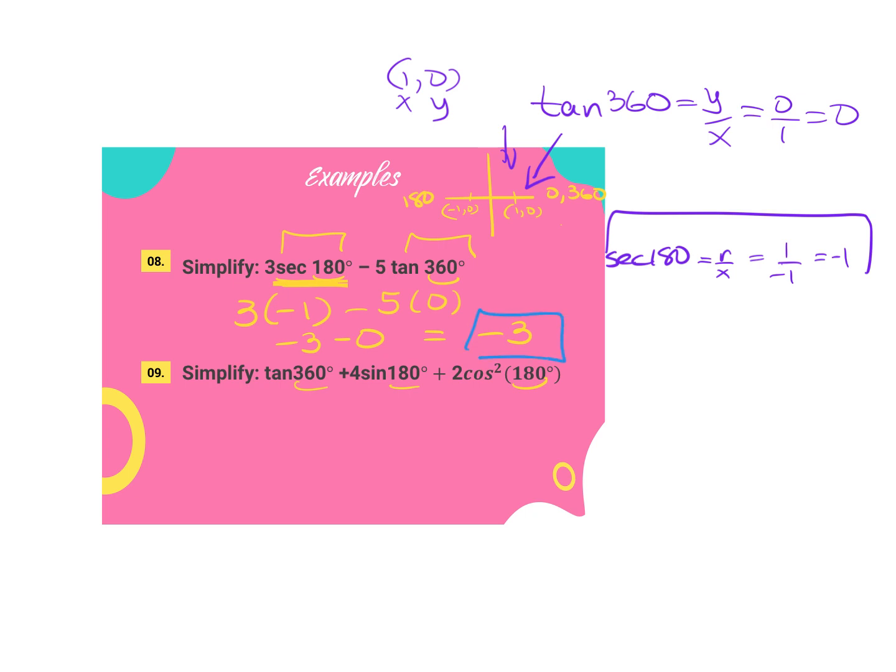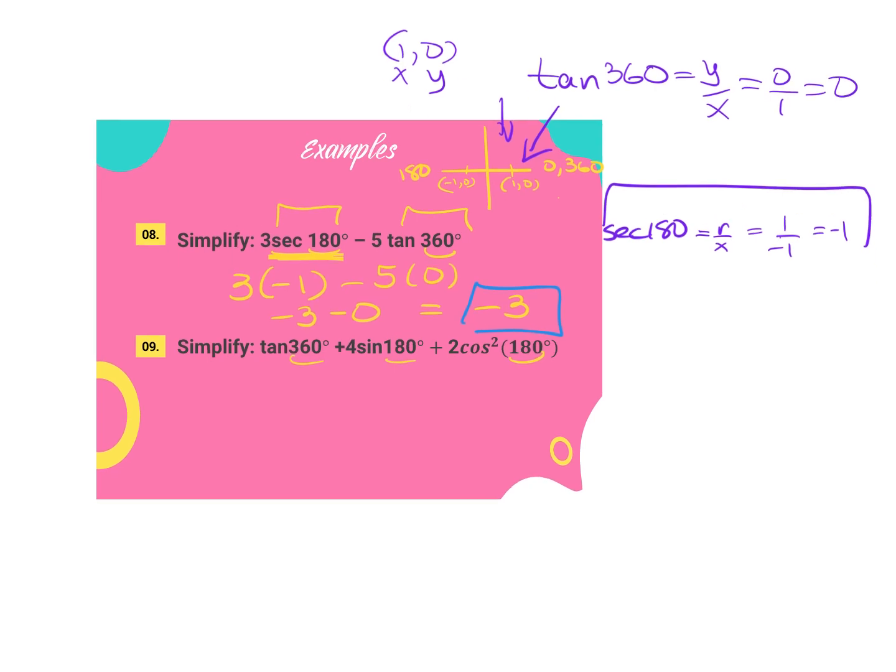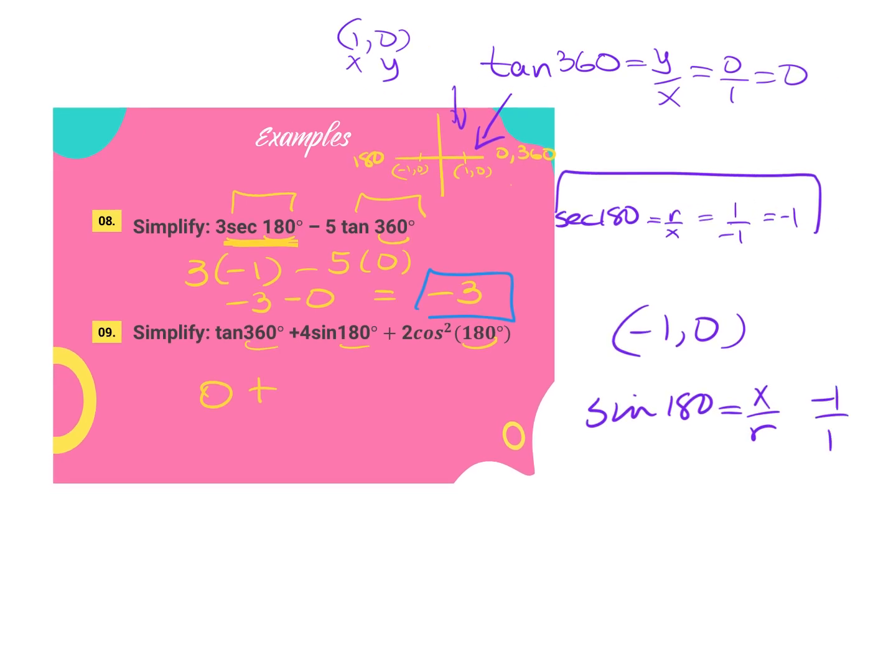I'm going to do exactly the same thing on number 9. I already found the tangent of 360. That's going to be 0. So 0 plus, I need to go back and do sine of 180. So remember, the 180 ordered pair is the -1, 0. Sine is y over r, so this is 0 over 1. So sine of 180 is 0.